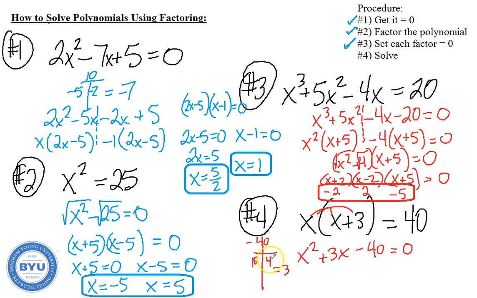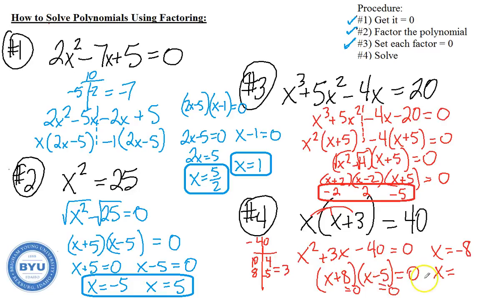Let's see, 10 and 4? Nope. 8 and 5? Yes, as long as I make the 5 negative, because it would be 8 minus 5 equals 3. So it's x plus 8, x minus 5 equaling 0. If you use the AC rule, that's great. When I set x plus 8 equal to 0, I get x equals negative 8. And here, when I set this equal to 0, I add the 5 over, I get x equals 5. And those are my 2 answers.